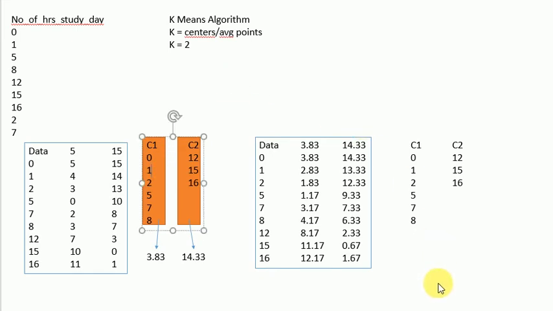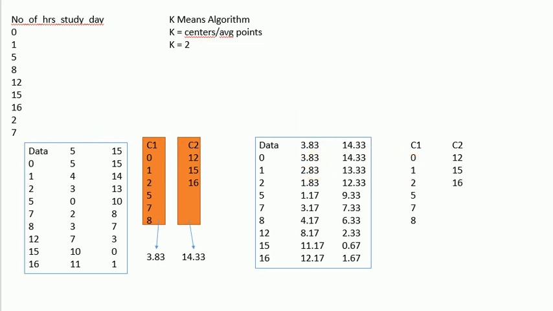Now if you see the cluster formed previously and the cluster formed now, both the clusters have the same values. C1 has 0, 1, 2, 5, 7, 8, and here C1 also has 0, 1, 2, 5, 7, 8. So the previous cluster and the current cluster both have the same values. This means we have successfully clustered, or successfully grouped, our data. If the values had a difference, then I would have asked to take the average of the new cluster once more, and then calculate the distance once again.